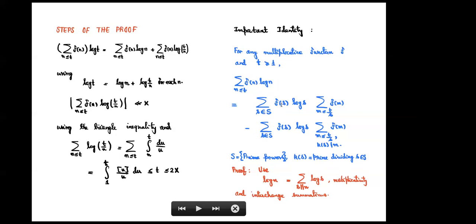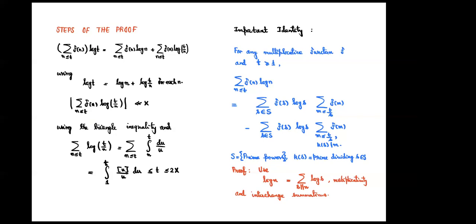The sum of f(n) log n is the sum of f(s) log s times the sum over m up to t by s of f(m), minus a very similar looking term, f(s) log s, but here the inner sum is restricted to all those integers up to t by s which are divisible by the unique prime that divides s. Because s is a prime power, it is divisible by a single prime, namely the prime whose power it is, and k(s) stands for that particular prime, and therefore you have this identity.